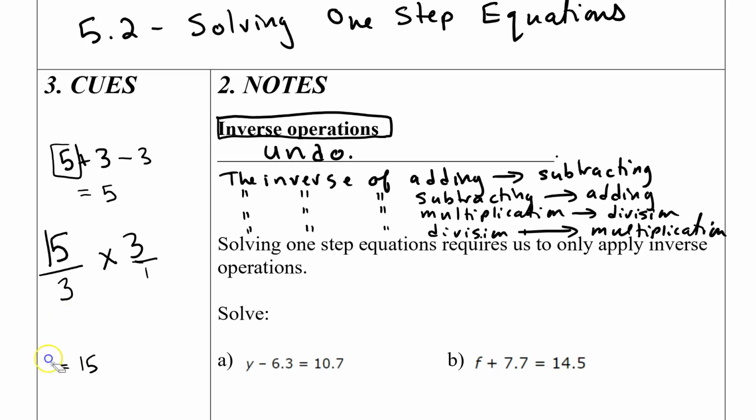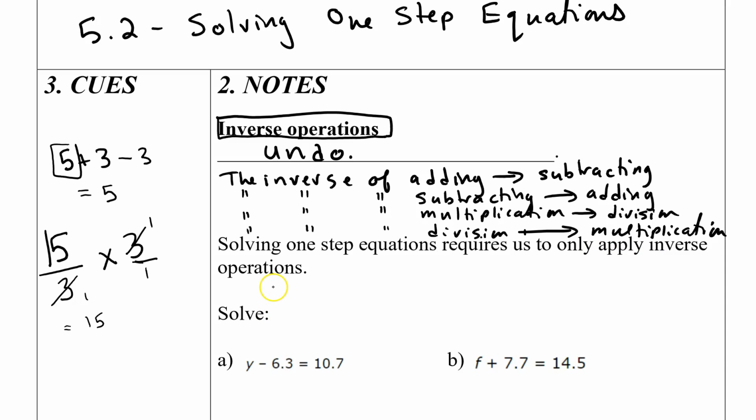Another way that we can think about it is if we have 15 divided by 3 times 3, we can cancel a numerator with a denominator. So 3 goes into itself once, 3 goes into itself once. 15 times 1 is 15. 1 times 1 is 1. So 15 over the 1 is the same thing as simply 15. So solving one-step equations requires us to only apply inverse operations, and that's it.